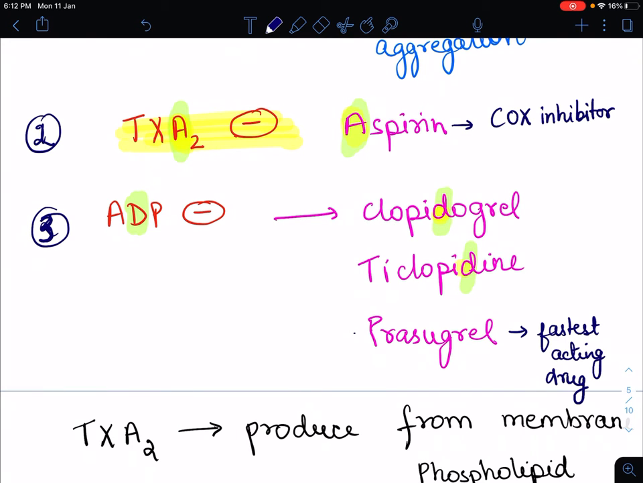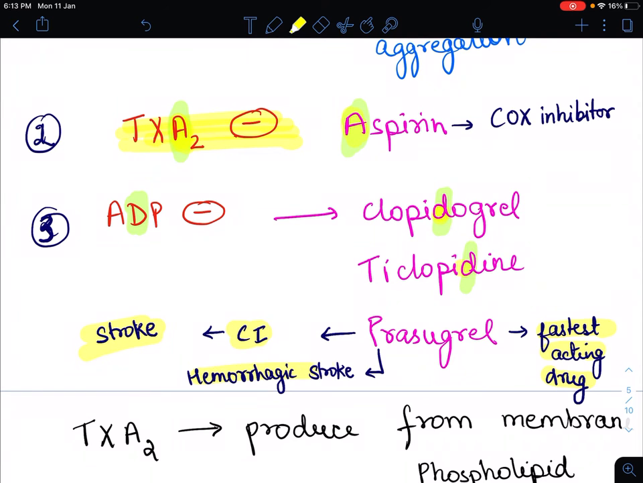But there is one side effect of prasugrel. Not exactly a side effect, we mostly say that it is contraindicated in stroke. Why is it contraindicated in stroke? Because it can lead to hemorrhagic stroke. So prasugrel is the fastest acting drug and it is contraindicated in stroke because it leads to hemorrhagic stroke.